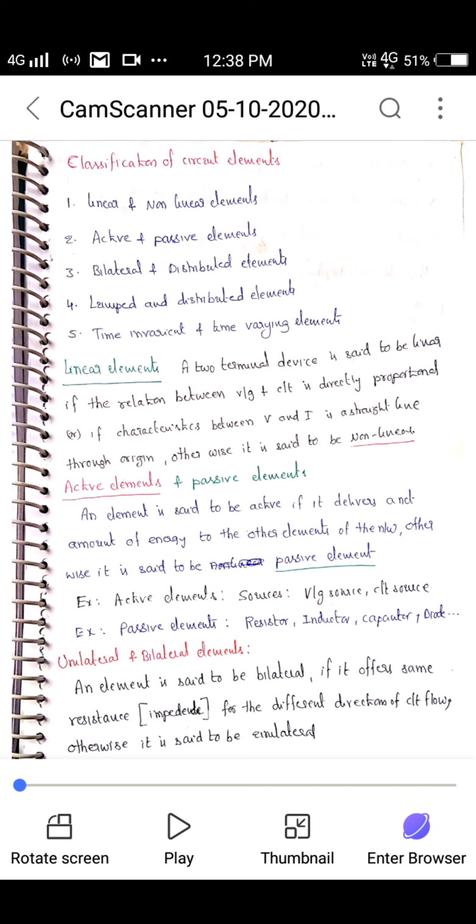Because a circuit element is a two-terminal device which gives the mathematical relation between voltage and current.